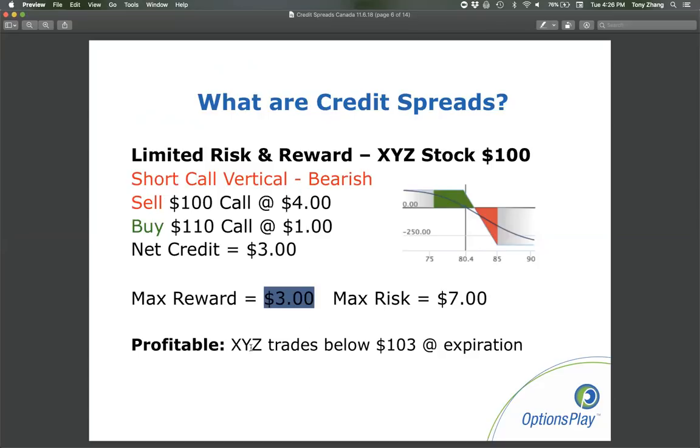And this strategy will actually be profitable as long as stock XYZ trades below $103 at expiration. So even though I'm bearish on stock XYZ, even if the stock goes up, I can still make money on this strategy. That is really one of the key things about credit spreads. As long as the stock moves down, stays neutral, or even moves slightly higher, I can still make money on these types of strategies. So it's very forgiving in terms of your directional view. And that's what we mean when we say it's very forgiving.